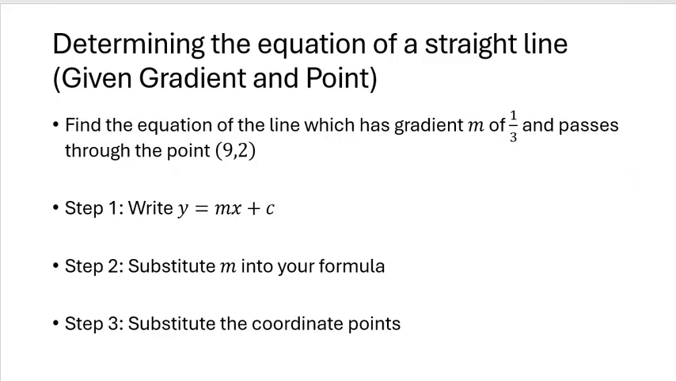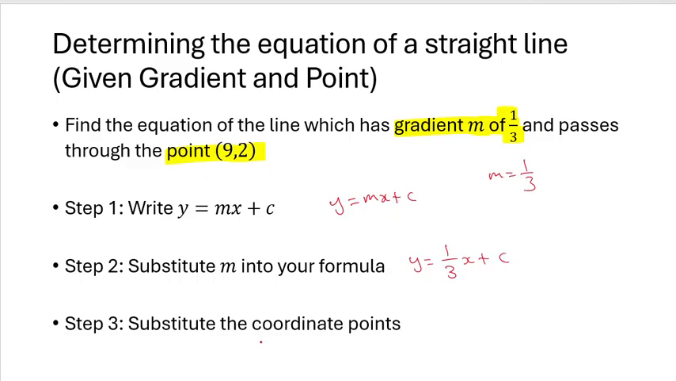The second method is when you are given the gradient and you're just given a coordinate point of the line. Okay, so let's have a look here. So I have a gradient m of 1/3 and we have the point (9, 2). So let's just start out by following our order, just writing the equation. Step 2, substitute m into my formula. Since I know m equals 1 over 3, I can just substitute it in.